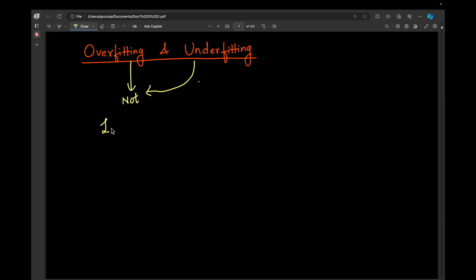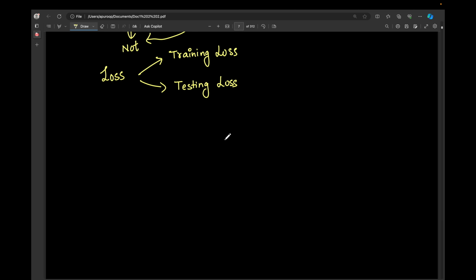Let's try to see with respect to loss. We know there are two kinds of losses, right? One is training loss, which is the loss that occurred on the training data, whereas there is some other kind of loss that is testing loss. Let's see with respect to these two losses in which cases we say that our model is overfitting and underfitting.